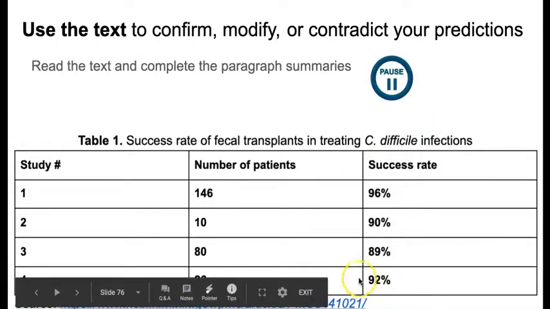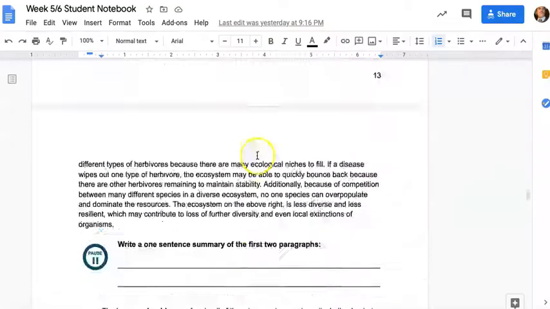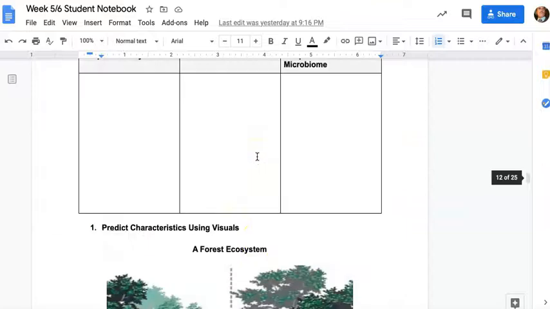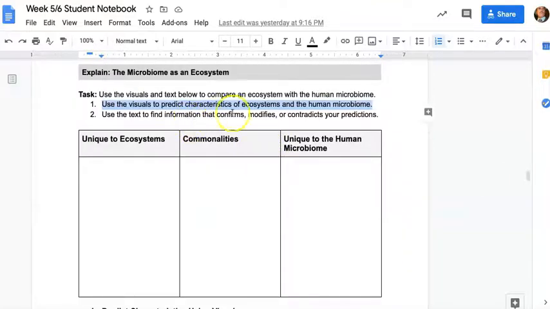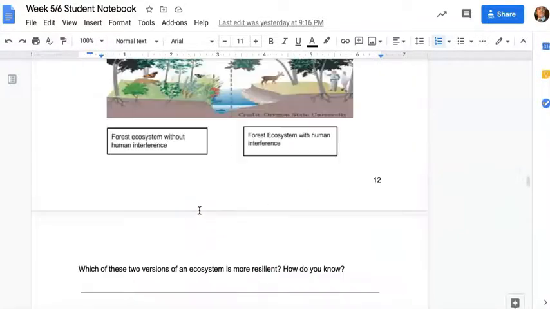Okay, so now we can go up to the Venn diagram again, the boxes, and we can fill in more of confirm and modify, maybe even contradict your predictions. So using text, add 1 or 2 to each box. Okay.